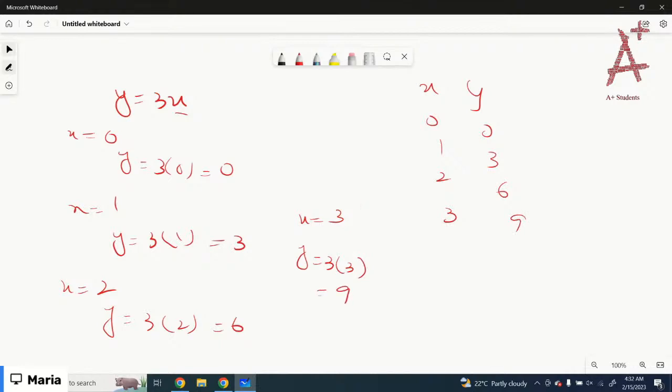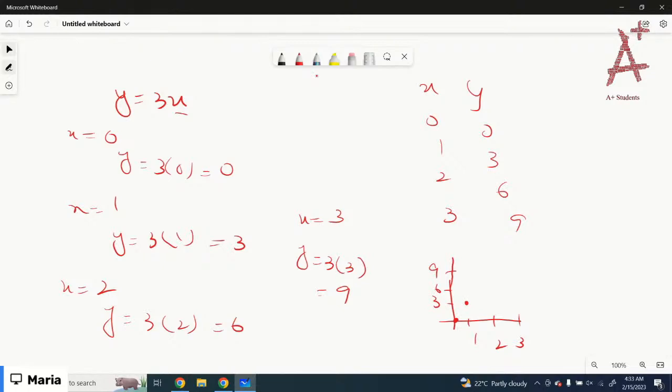You just have to plot these points on the graph and draw the graph. Let me just draw these points. Here you have 1, 2, 3 and here you have 3, 6, 9. Okay, when x is 0, y is 0. Here is the point. When x is 1, y is 3. Here is the point, x 1 and y 3.